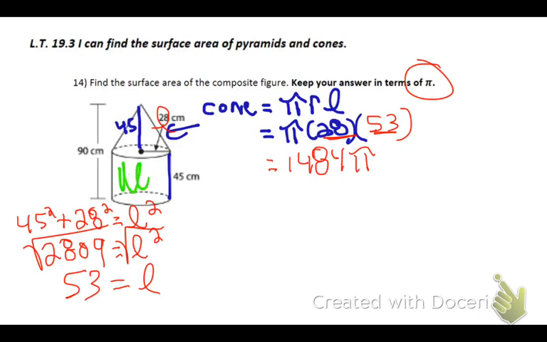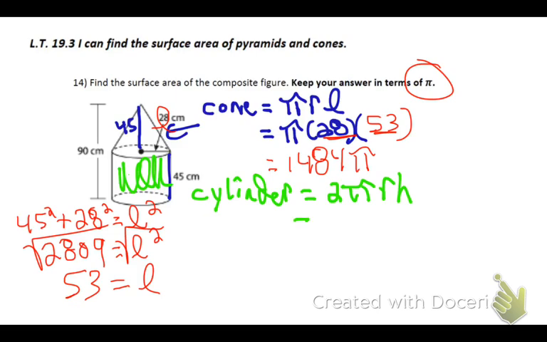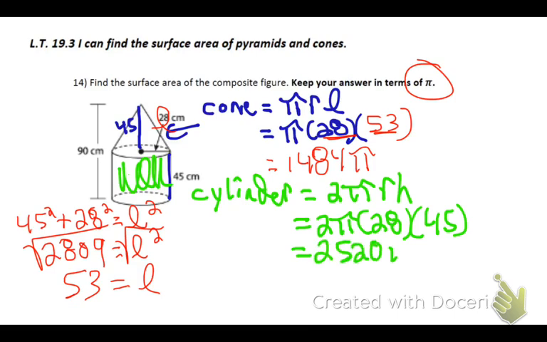Now let's do this part. Let's do the lateral area of the cylinder. So that would be what? We said it's the perimeter of the base, which is 2 pi r, times the height. So for this one, it's going to be 2 pi times 28, and then times 45. So let's do 28 times 45 times 2. That's 2520, and that's pi.